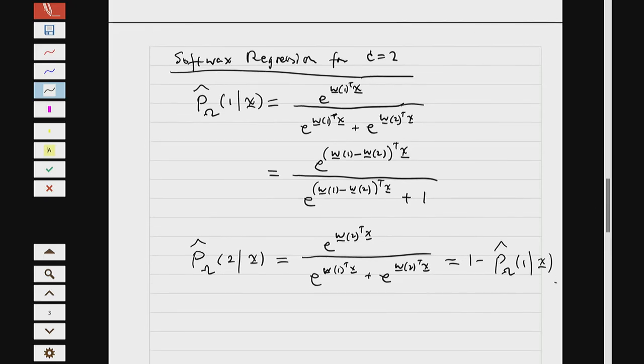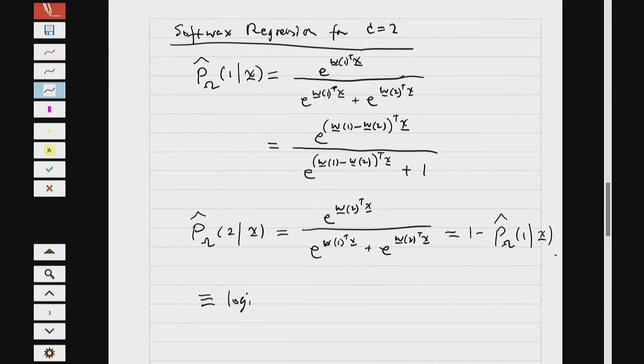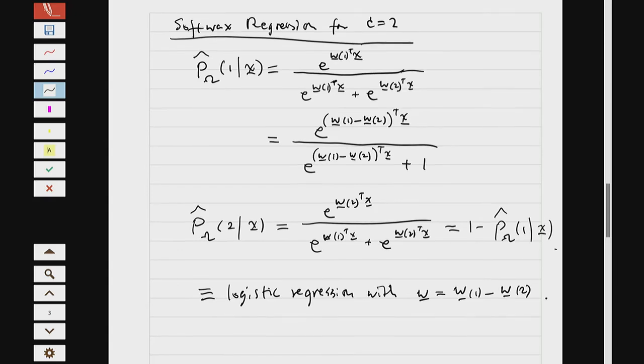And that's exactly logistic regression, except that our label was plus 1 and minus 1. Now you just change the label 2 to minus 1. The label doesn't matter, whatever you call it, a dog, a bird, or whatever. So this is logistic regression with w equal to w1 minus w2, that difference. Okay.